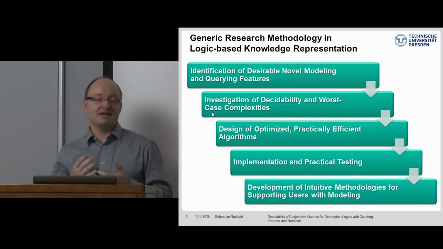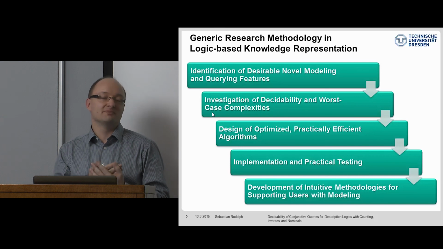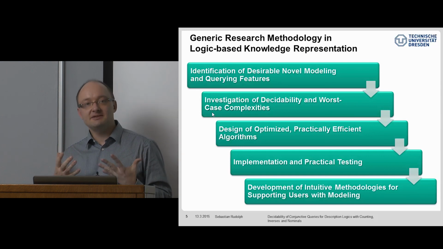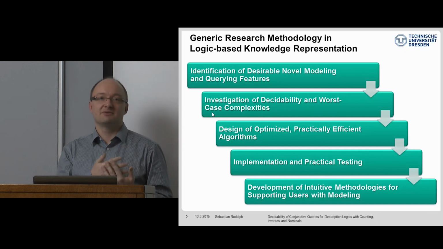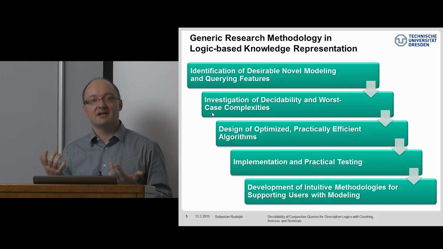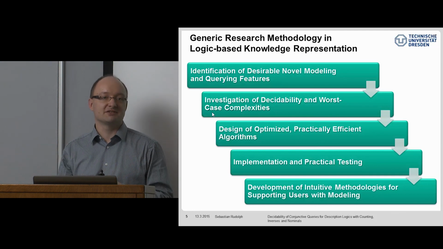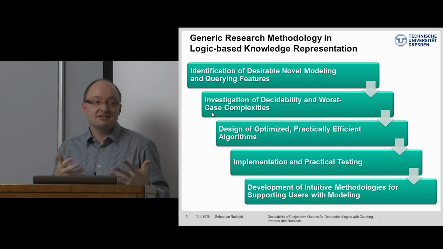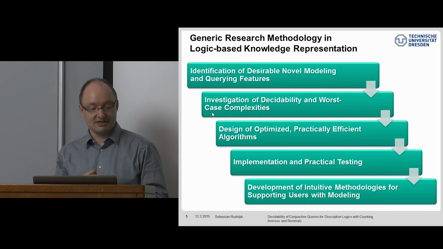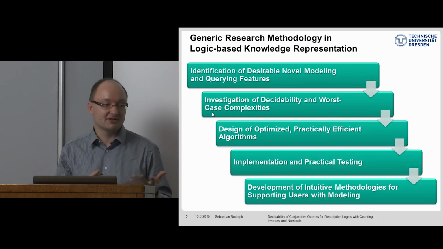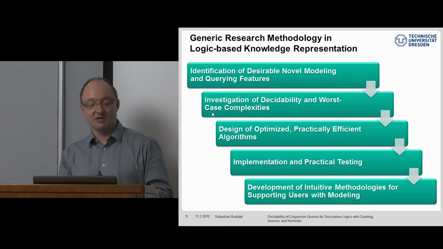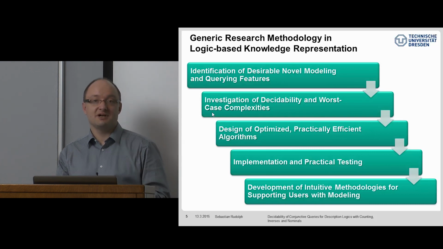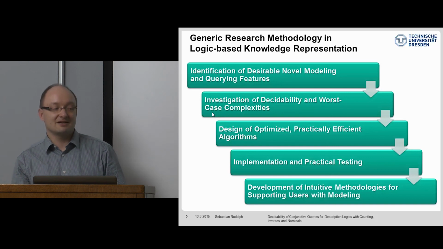So it typically starts from a practical problem where we identify that we need a logic or we need to address a reasoning problem that is not yet covered by any of the approaches that we already know and that are already established. So we would identify desirable novel modeling and querying features and say, yeah, this is what we would like to be able to do. This type of question we would like to be able to answer, or this features we would like to be able to model in an ontology. Well, and once we've identified that, the question is, can we actually do it well?